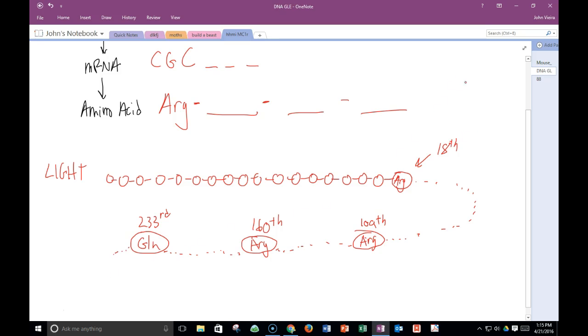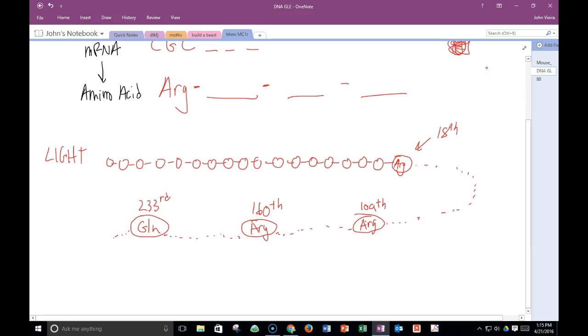So now, guys, I want you to envision a chain with at least 233 links. Crumble up that chain into a ball, and that is your protein. We are going to unravel that chain and look at the 18th link for amino acid, the 109th, the 160th, and the 233rd, and see how it differs in the light mice versus the dark mice.